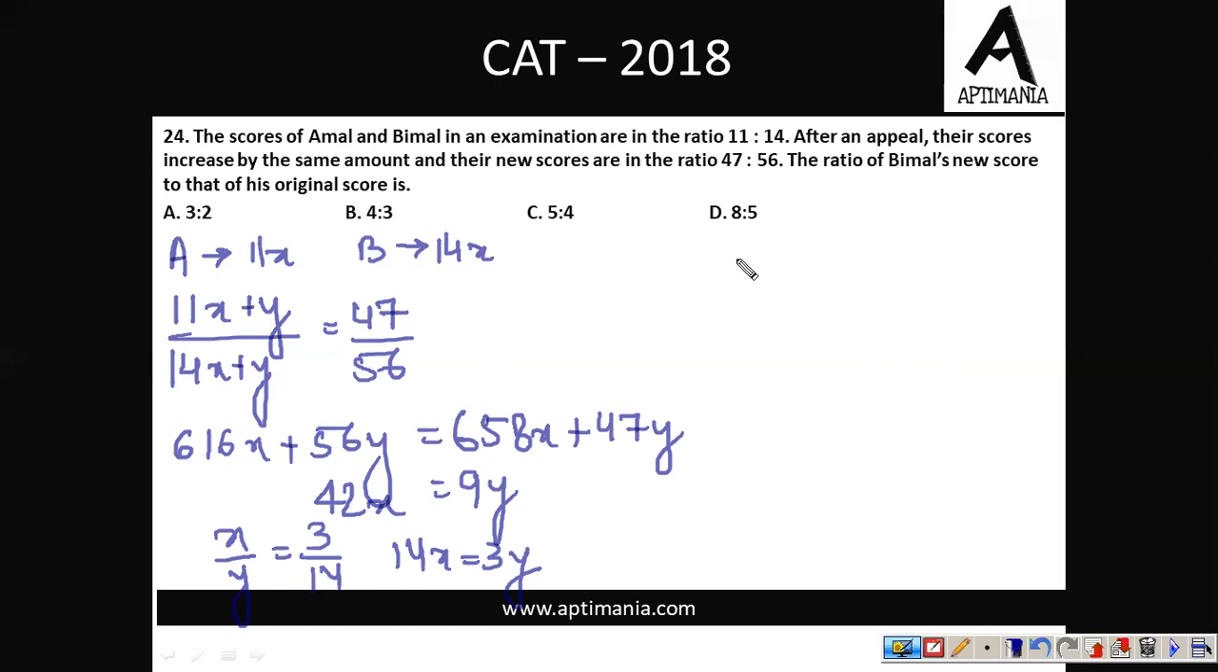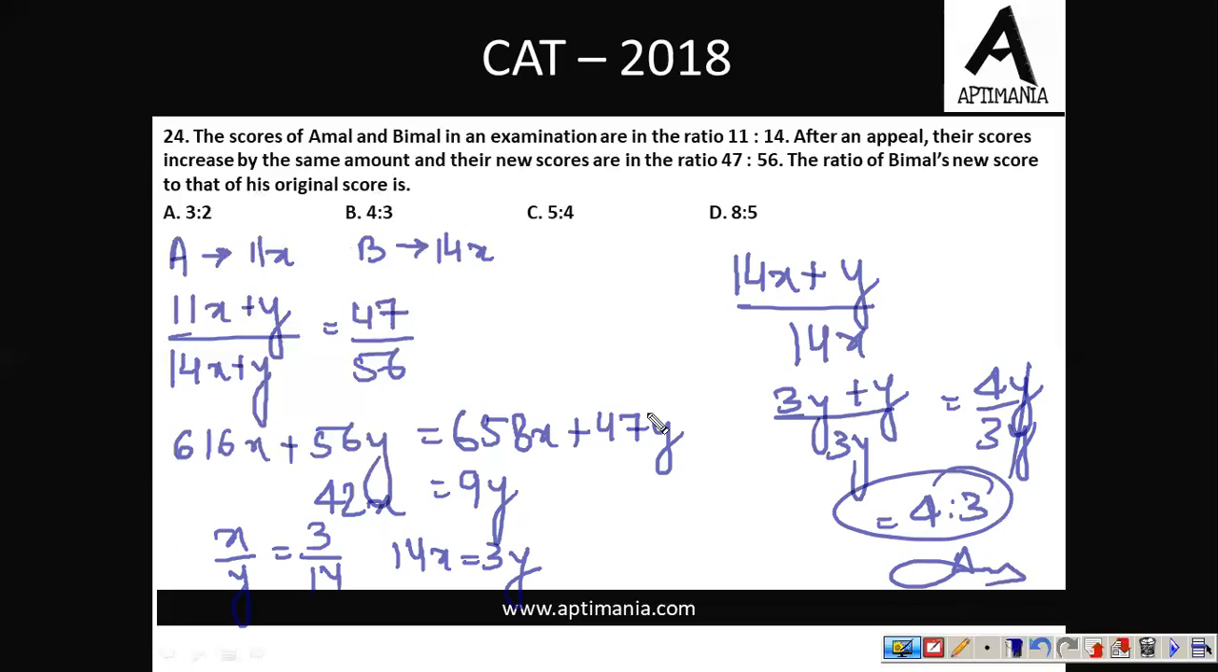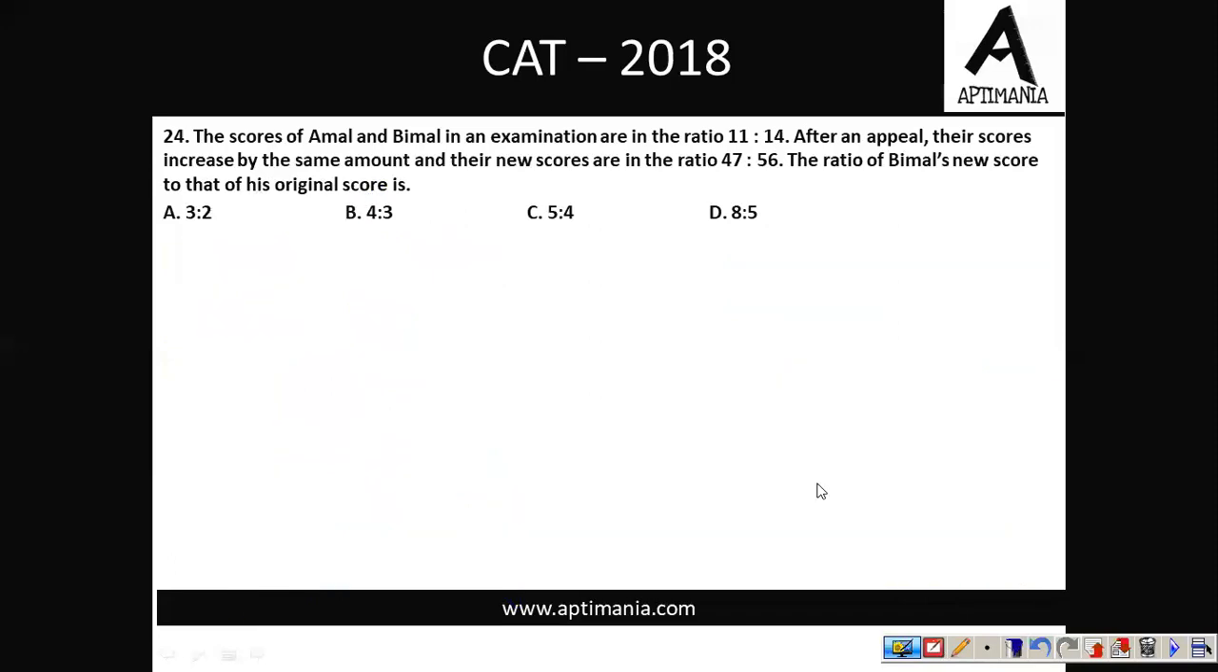What next we have to find is the ratio of Bimal's new score. Bimal's new score is 14x plus y upon Bimal's original score, which is 14x. Now replacing 14x by 3y, we'll have 3y plus y upon 3y, which is 4y upon 3y, and on solving, we'll get the ratio as 4:3, which is the correct answer for this question. So for question number 24, the correct answer is option B. Let's go ahead to the next question.